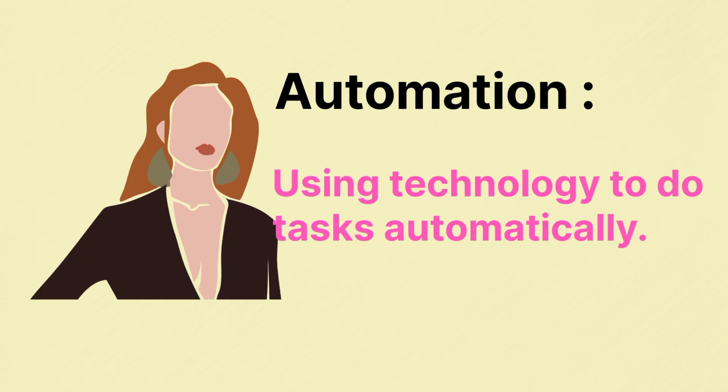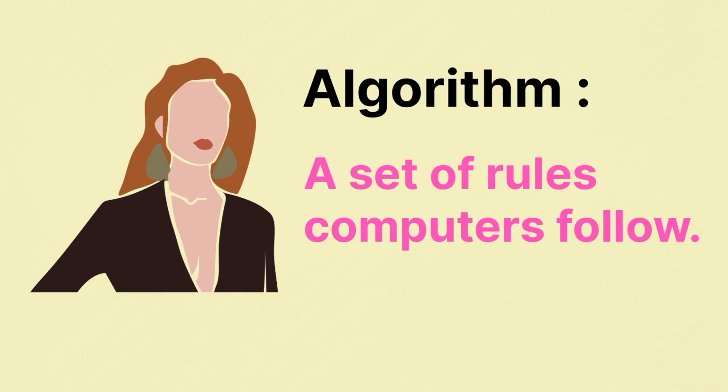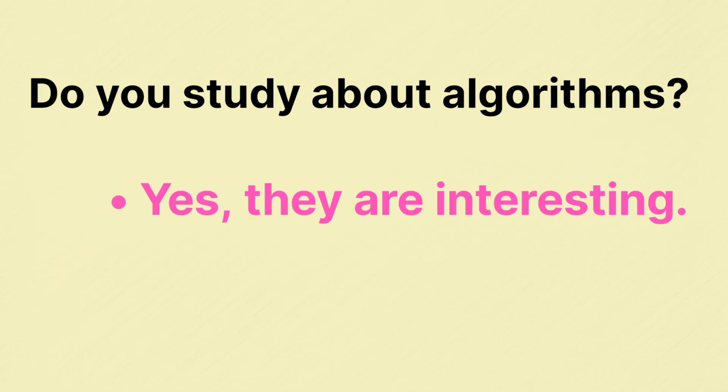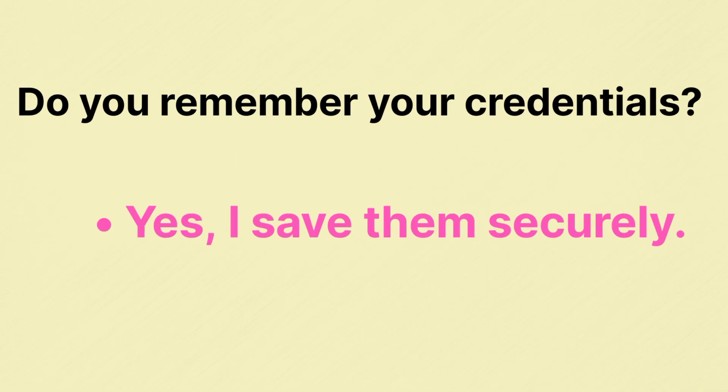Automation. Using technology to do tasks automatically is known as automation. For example, does automation save your time? Yes, it makes work much easier. Algorithm. It is a set of rules computers follow. For example, do you study about algorithms? Yes, they are interesting. Credentials. It means login details. For example, do you remember your credentials? Yes, I saved them securely.